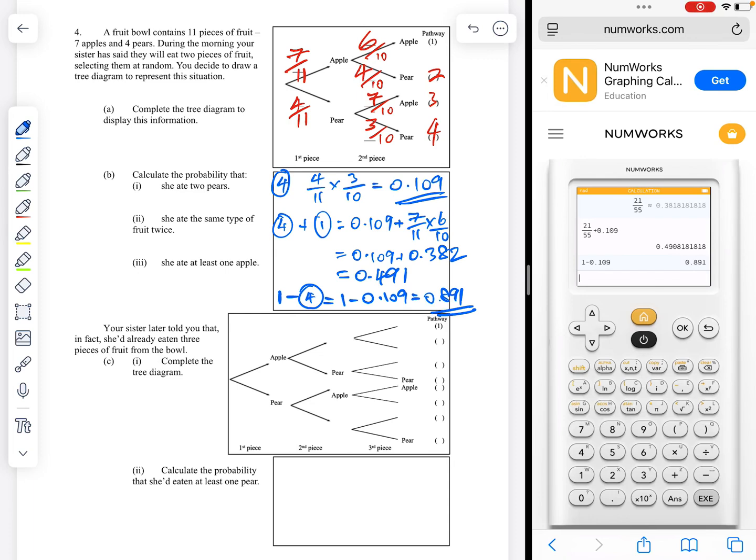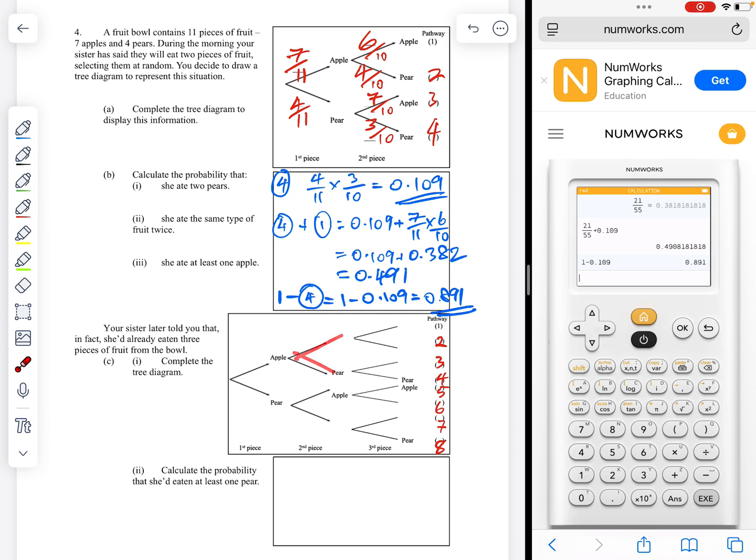4C. Your sister later told you that in fact she'd already eaten 3 pieces of fruit from the bowl. Complete the tree diagram. So now, as above, we've got the first 2 pieces of fruit, and now we have a 3rd piece of fruit. With the 4 pathways above, each split into 2, we now have pathway 1, 2, 3, 4, 5, 6, 7, 8.